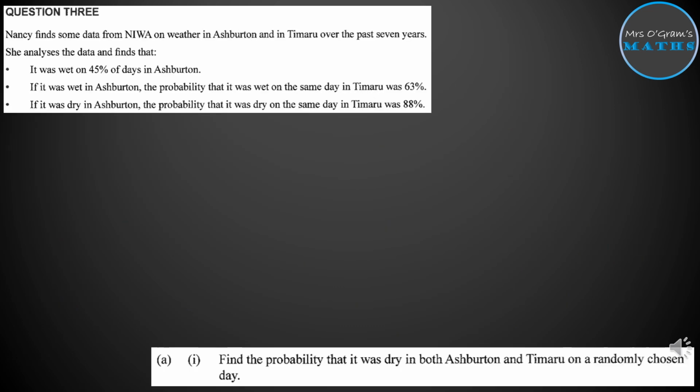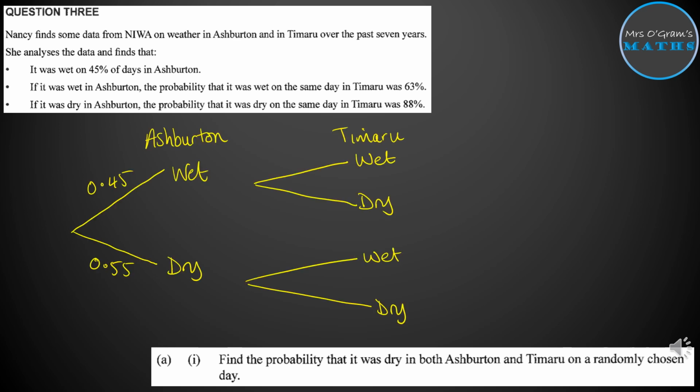For question 3, we've got some information about Ashburton and Timaru. And before going on to calculate anything, they do give you some space to draw a diagram to set it out, and that's always a good idea, so that's what I'm going to start with. Now the first part of the tree diagram is pretty straightforward. Ashburton's wet or dry is 45% chance of being wet, so 55% dry.